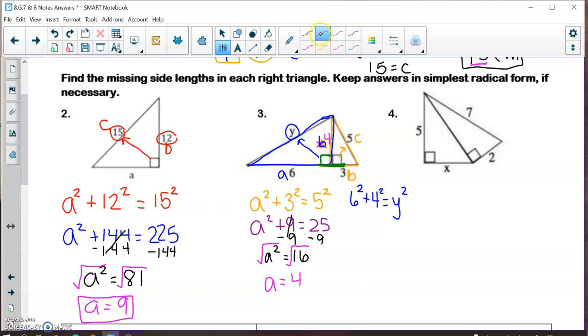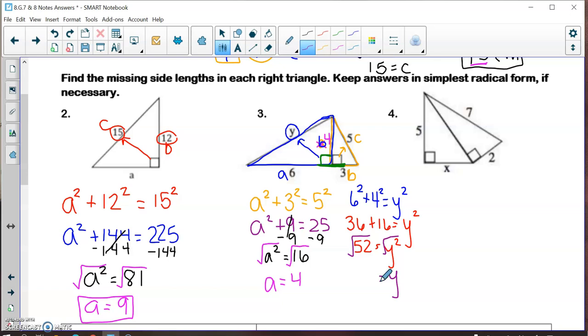So I have a 36 plus a 16 is equal to Y squared. A 36 plus a 16 gives me a 52, and that's equal to Y squared. Taking the square root of both sides, 52 is not a perfect square, so we are going to need to do a simplest radical form, which means we're going to simplify this radical.